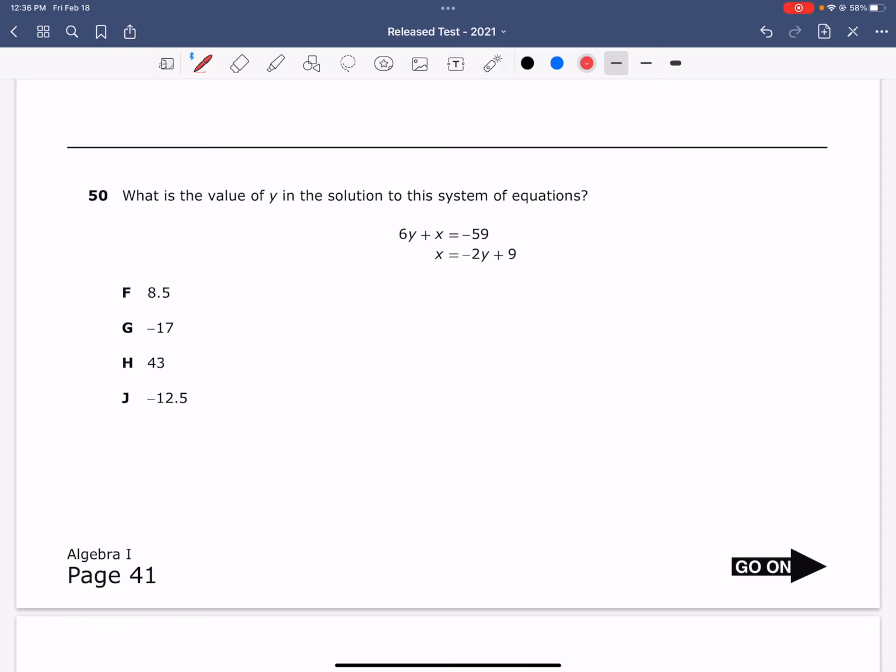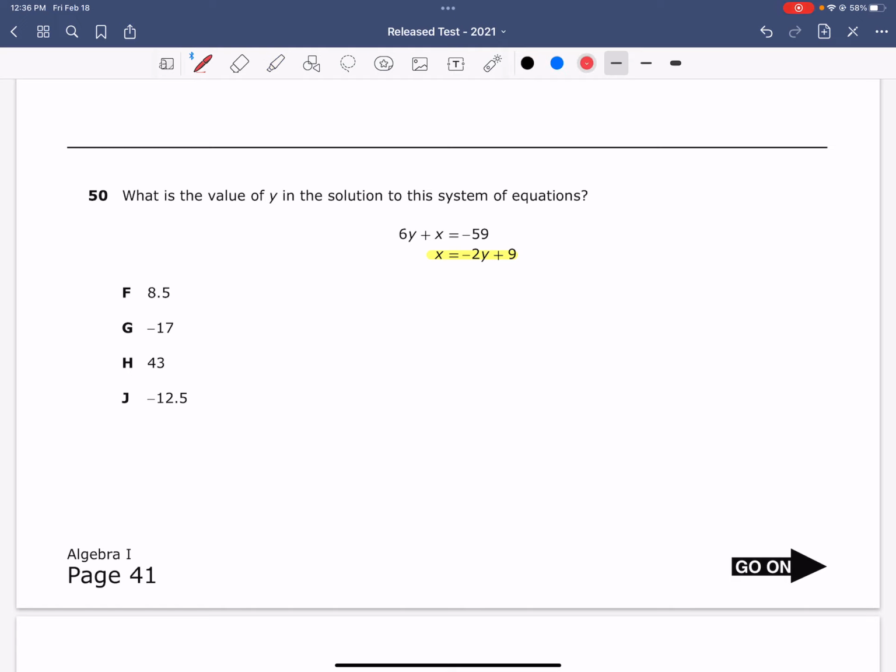What is the value of y in the solution to this system of equations? There are several different ways to solve this, and I'm going to show you two. Notice that the second equation is already solved for one of the variables: x equals negative 2y plus 9.